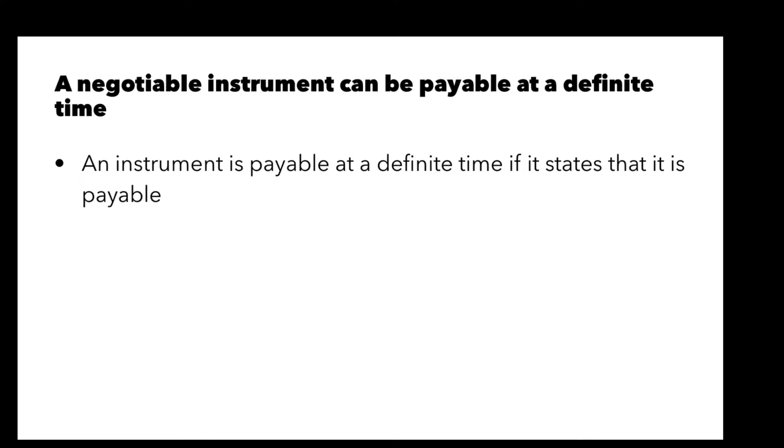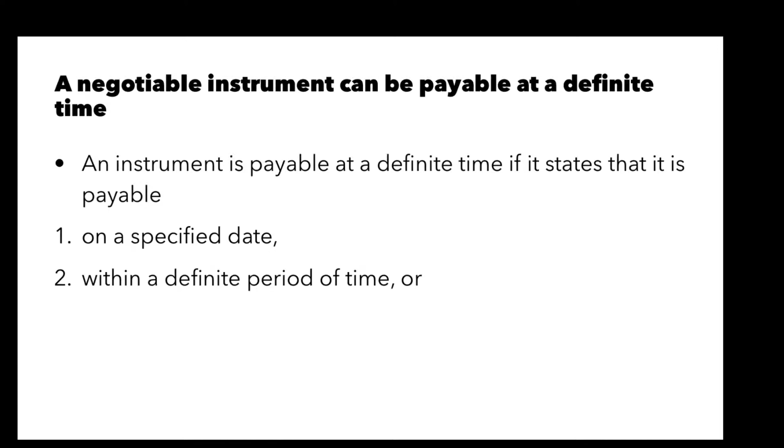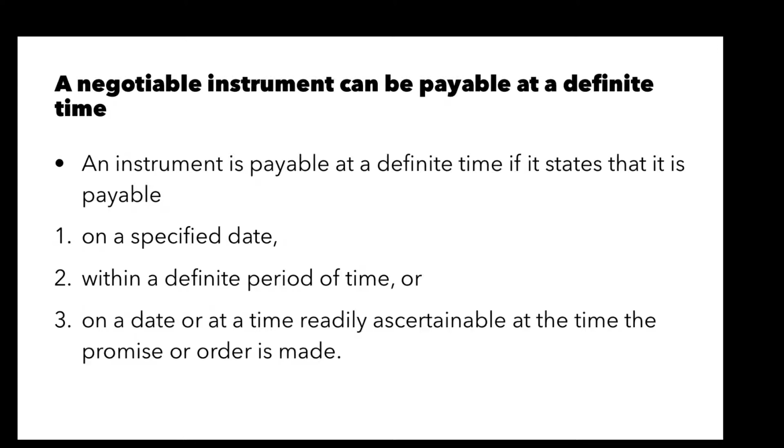A negotiable instrument can be payable at a definite time. An instrument is payable at a definite time if it states that it is payable on a specified date or within a definite period of time, or on a date or a time readily ascertainable at the time the promise or order is made.